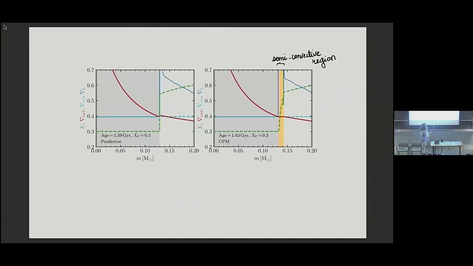So that's what we had before. Except we were not so happy because there was still this bump here. And so we found out how to do it better. That's the convective premixing scheme.